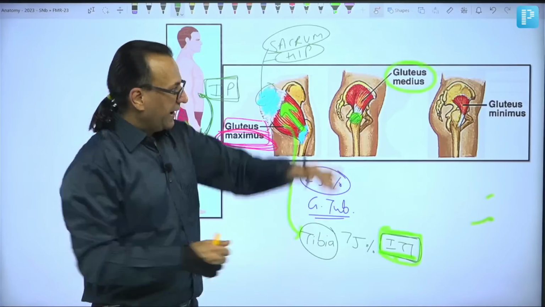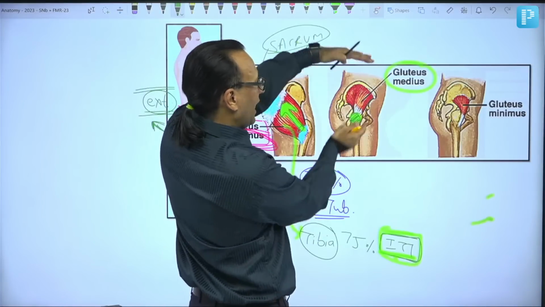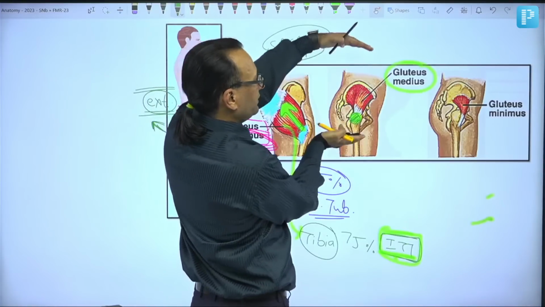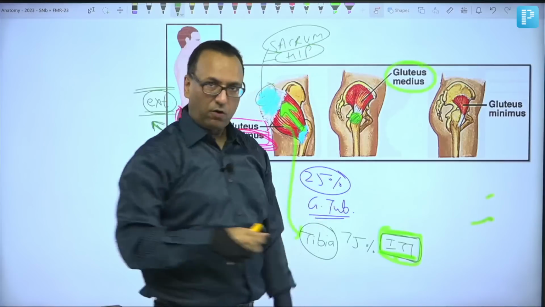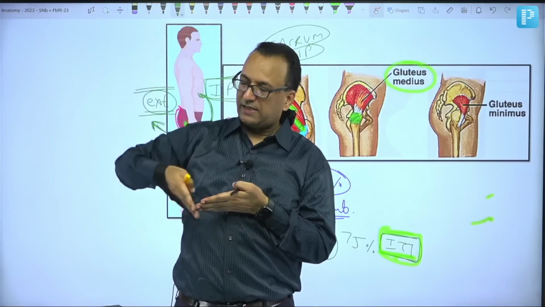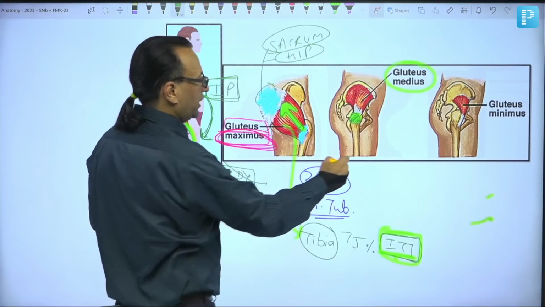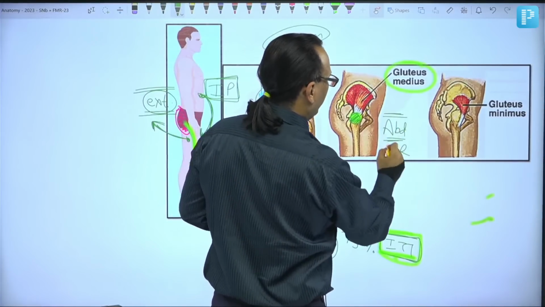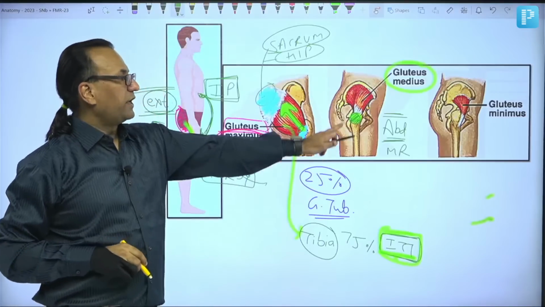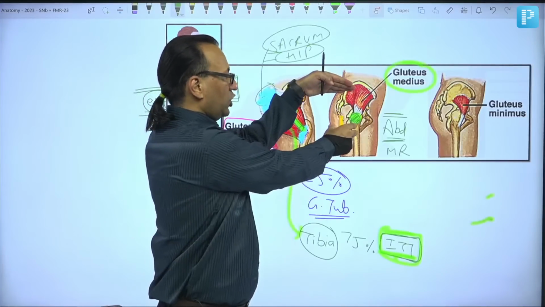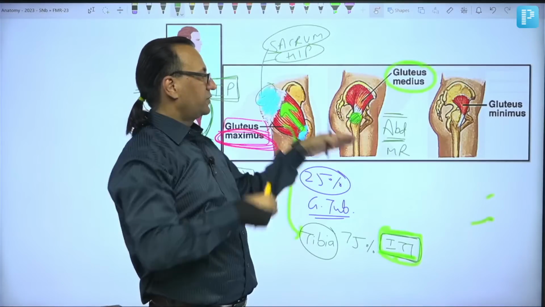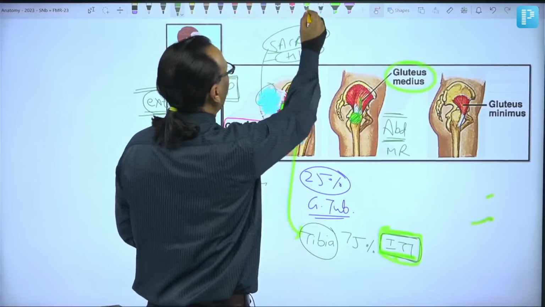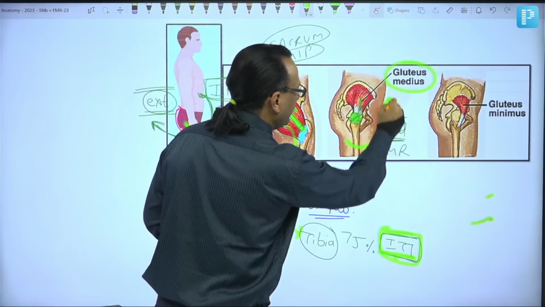So what will it do? It will contract and pull the femur away from the body. Away from the body. So if the muscle contracts and pulls the femur away from body, what is that called? Taking femur away from body is abduction. So it will do abduction, and not only will it do abduction, it will also do medial rotation. And how will it do medial rotation? So gluteus medius is abductor, pulling the femur away from the body, and it is also medial rotator. The fibers are inserted in such a way that it is a medial rotator.